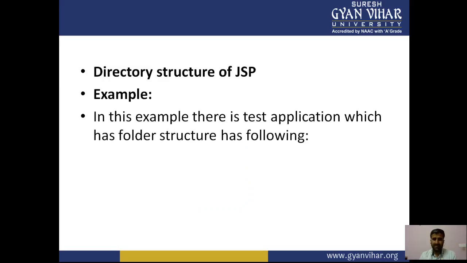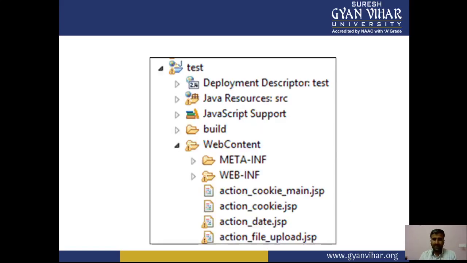Directory structure of JSP. For example, in this example there is a test application, whose folder structure is as follows. See here, this is the project with the name of test project. Inside there is a web content, and inside the web content we have the META-INF folder and the WEB-INF folder. But we can also edit over here the .jsp file, action cookies main.jsp.